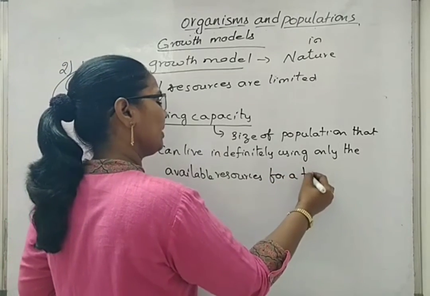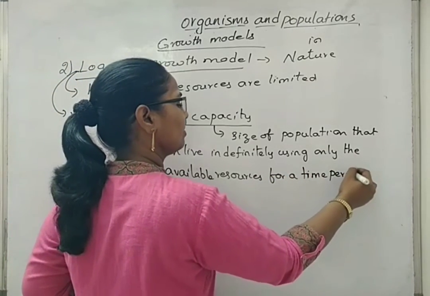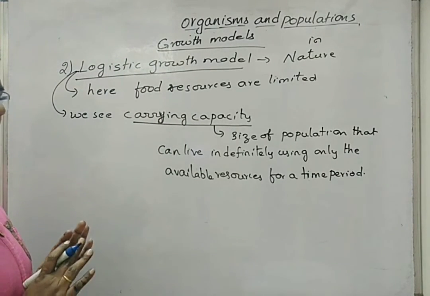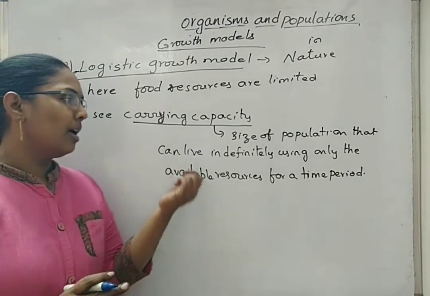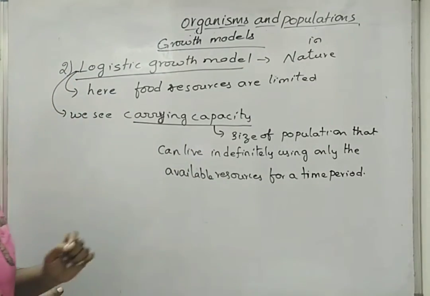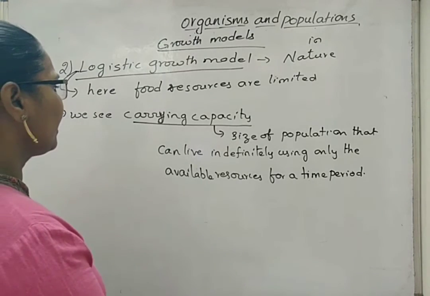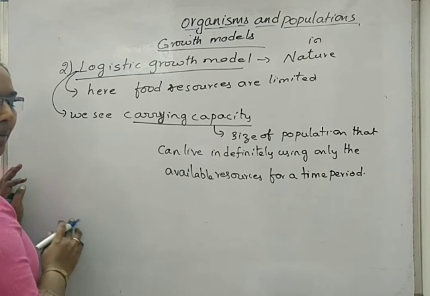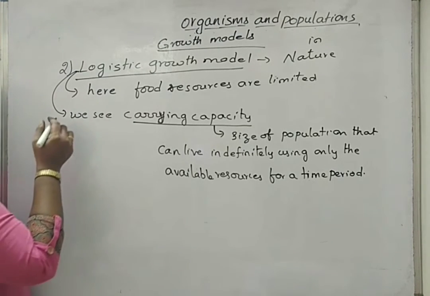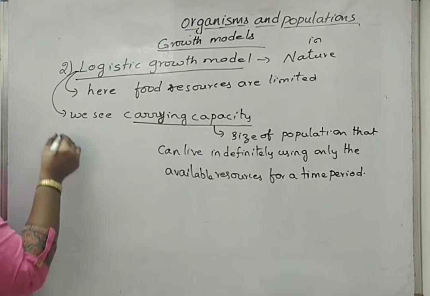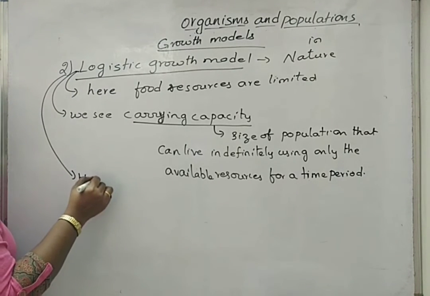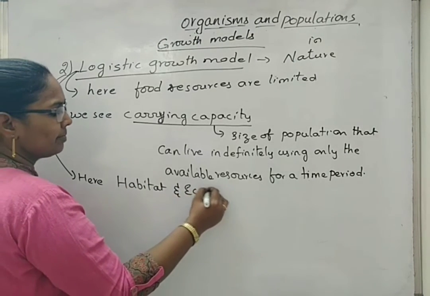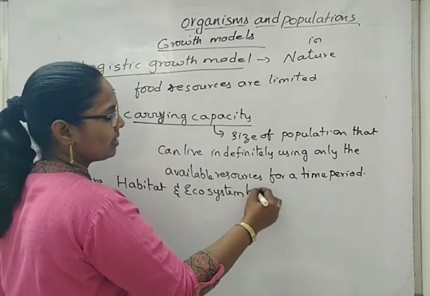For a certain time period, whatever the available food material or whatever conditions are favorable for growth of organisms are used only by the population or individuals in that population. That is called carrying capacity. Carrying capacity is followed by the organisms explained under the logistic growth curve. So we can say here that habitat and ecosystem have carrying capacity.